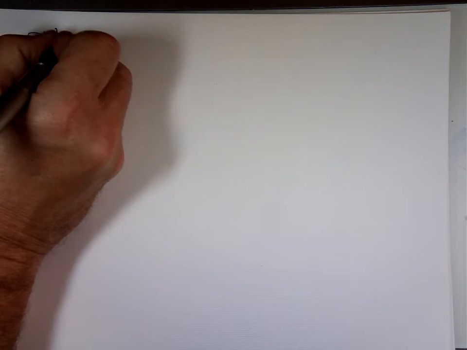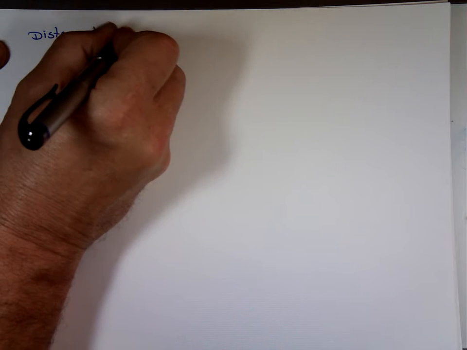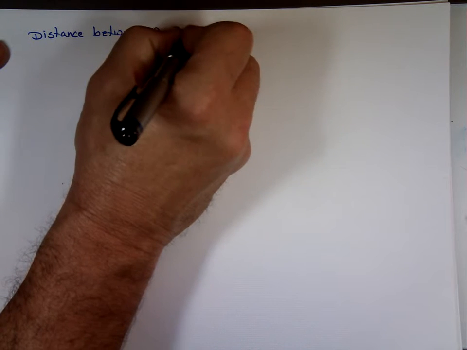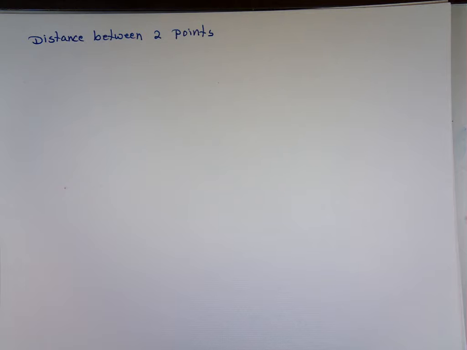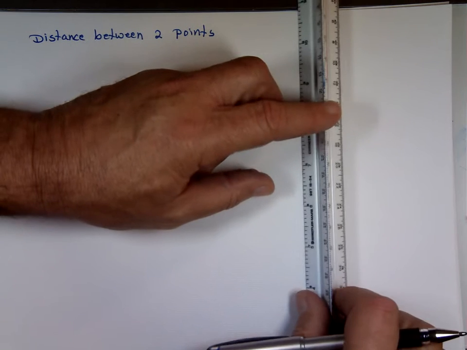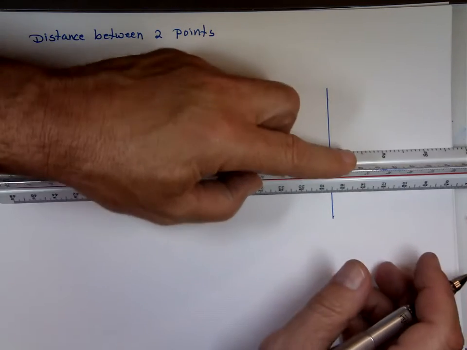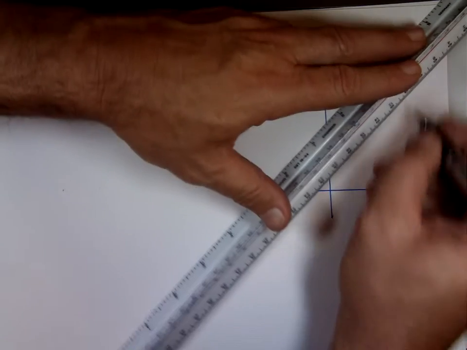The distance between 2 points. How do you find the distance between 2 points? I'll draw a picture again. And let's see, we have these 2 points.